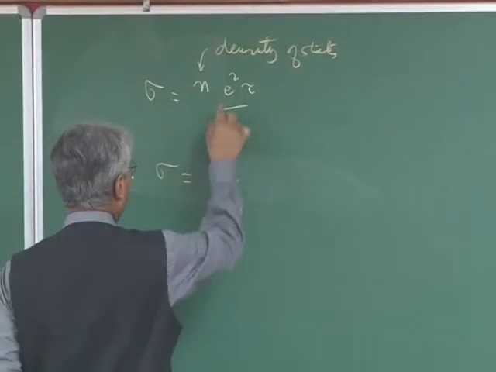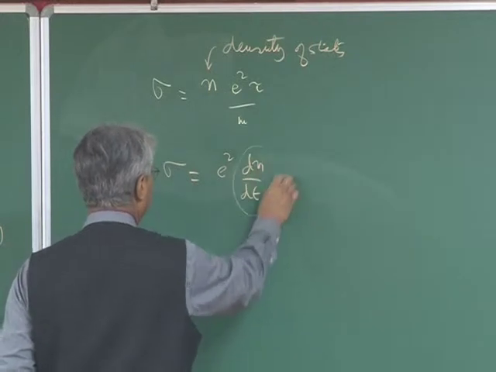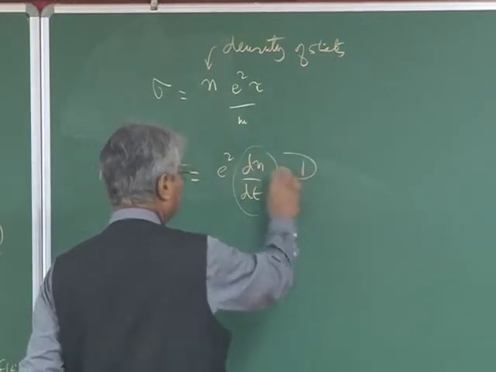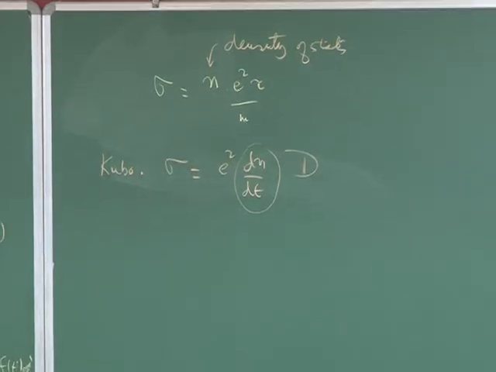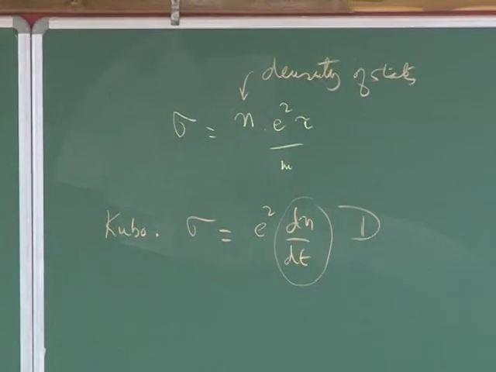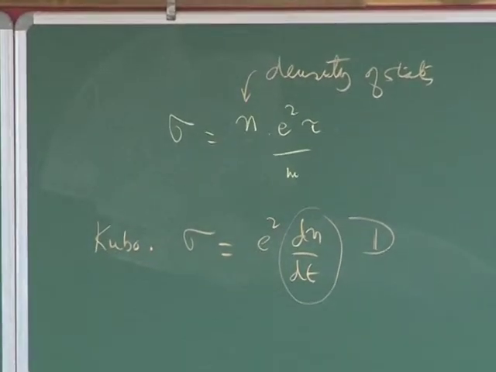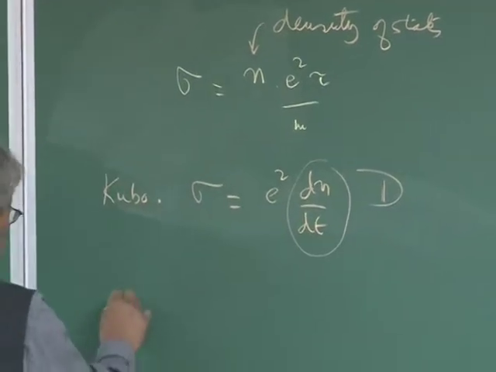E squared, and you write a density of states times the diffusion coefficient. This is a general Kubo formula, which I have not derived here. Just take it for granted. And so it's clear that D is related to tau. So what's the relation between D and tau?